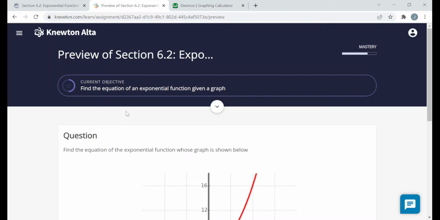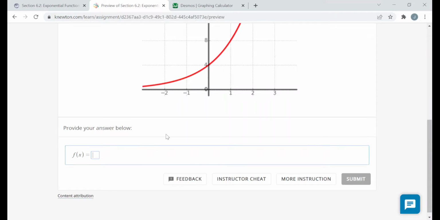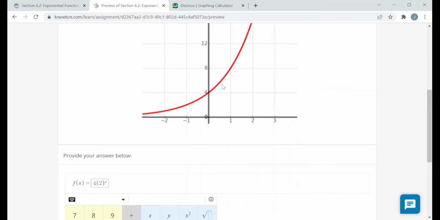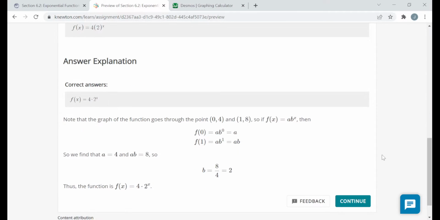Alright, this one. So again, the x-axis is the horizontal asymptote, so the function's got to have that a times b to the x form. You got 0, 4, so a is 4, and then 1, 8, and again that's just getting doubled, so the base is 2. So this is 4 times 2 to the x. Now you can do it on paper, but this is 4 times 2 to the x power. This would have 0, 4 and 1, 8, which this one does, and the x-axis being the horizontal asymptote. 4 times 2 to the x. Alright.